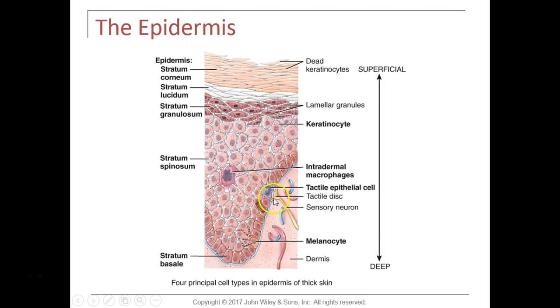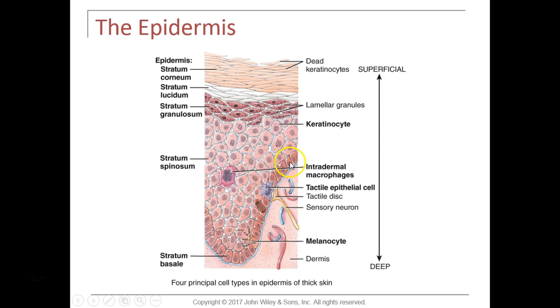Now, associated with the deeper layers, as I mentioned before, towards the stratum basale and even into the spinosum layer a little bit, you have the melanocytes, which are involved in the production of melanin, skin pigment. We'll talk about that in a second. The Merkel cells, or the tactile epithelial cells, make contact with sensory neurons, nerve fibers, if you will, that allow us to sense light touches. And the intraepidermal macrophages, which are called the Langerhans cells, help alert the immune system whenever pathogens are trying to infect our skin.